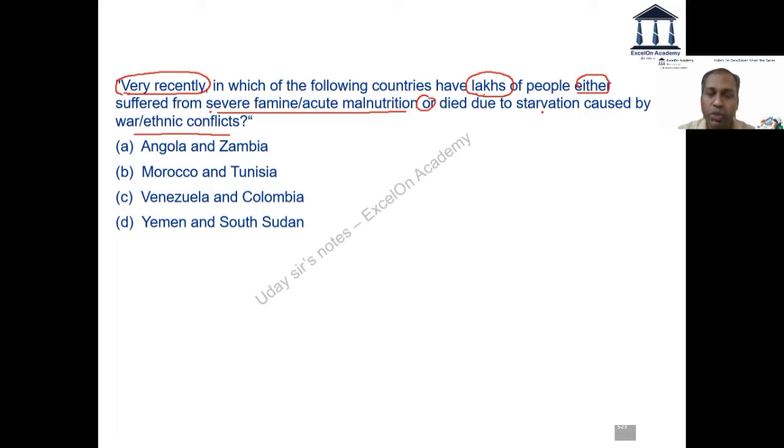Have lakhs of people. So I think if I were an aspirant, I would have definitely underlined the word lakhs. They're not talking of hundreds or thousands. They're saying lakhs. Okay. Now this is a 2018 question. Now let's go one by one.